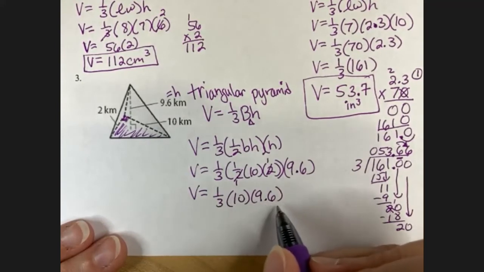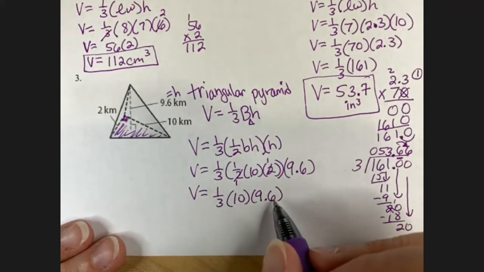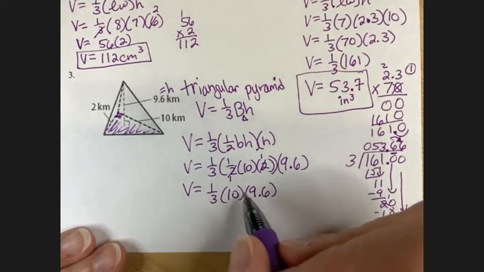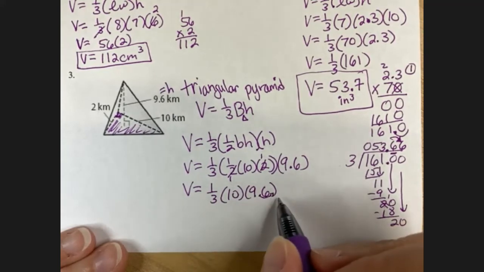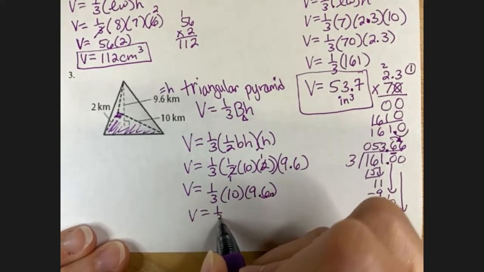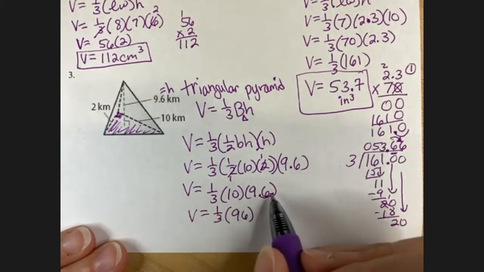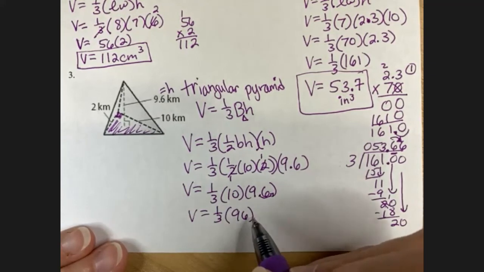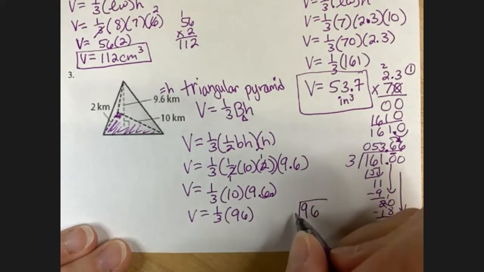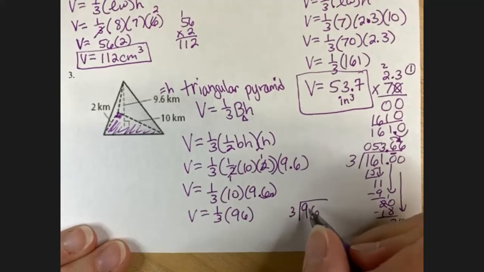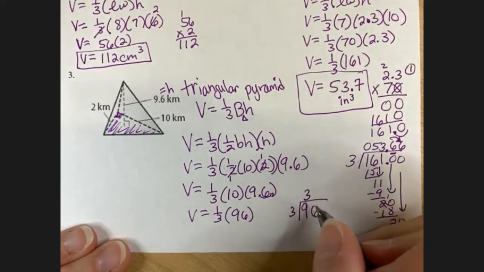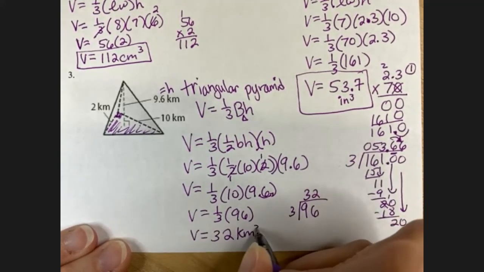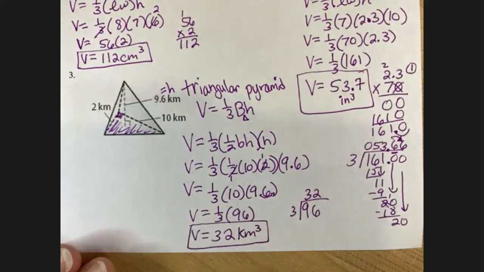9 plus 6 is 15, so I know 3 will divide into this number. If I want to go ahead and just multiply 9.6 times 10, all that does is move the decimal one place to the right, a power of 10. So that's volume equals 1/3 of 96. I get 96. So I'm going to take 96 and divide it by 3. That's what taking a third means. 3 goes into 9 3 times, 3 goes into 6 twice. So my volume equals 32 kilometers cubed. Very easy, simple problem there.